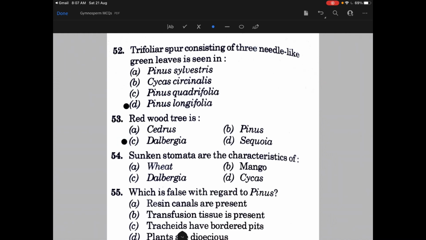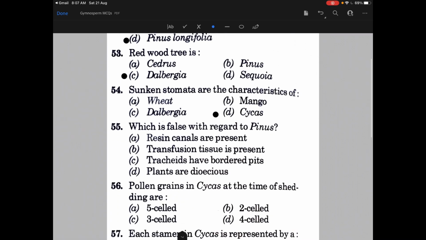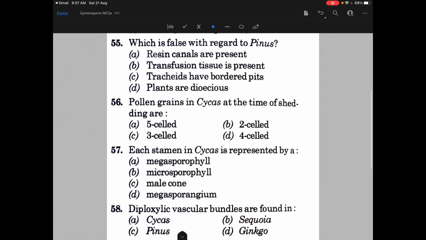Next, sunken stomata are the characteristics of dash, the answer is D, that is Cycas. Next, which is false with regard to Pinus, and the answer is D, that is plants are dioecious. Pollen grains in Cycas at the time of shedding are dash. The answer of this question is C, that is 3-celled. Next, each stamen in Cycas is represented by a dash, and the answer is B, that is microsporophyll.